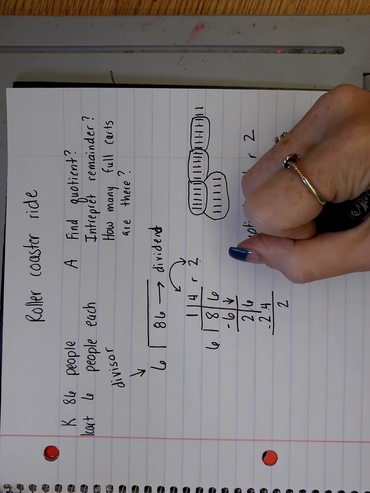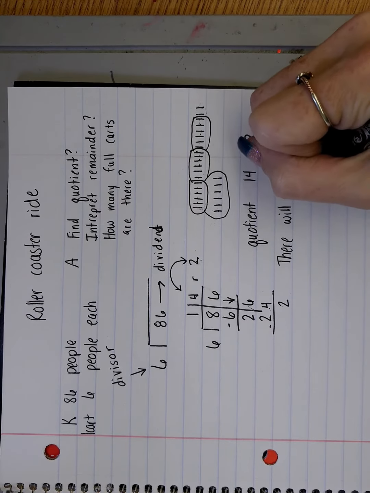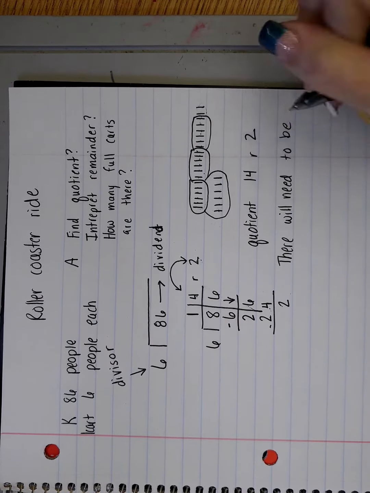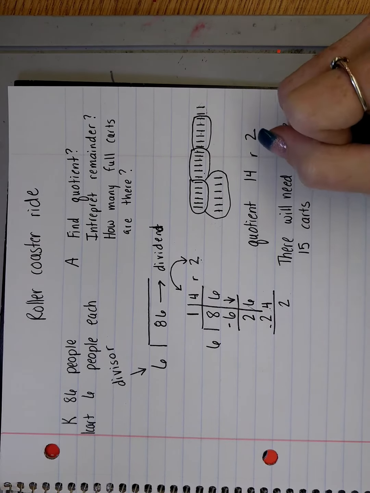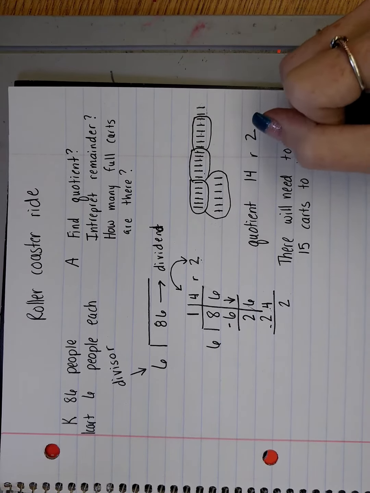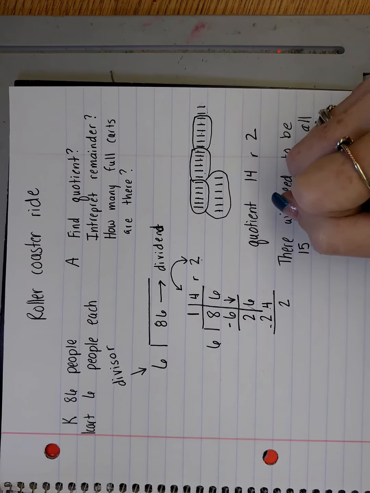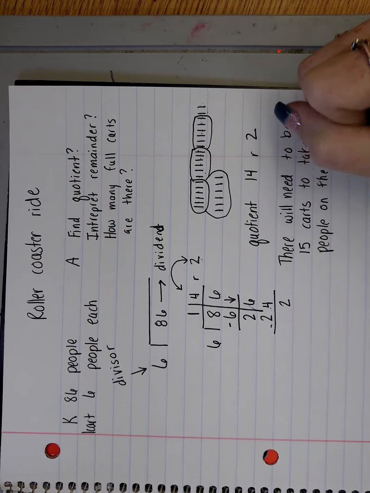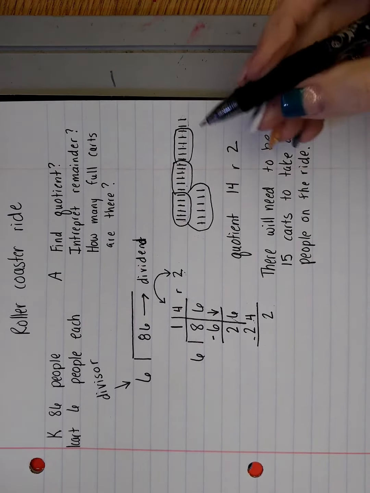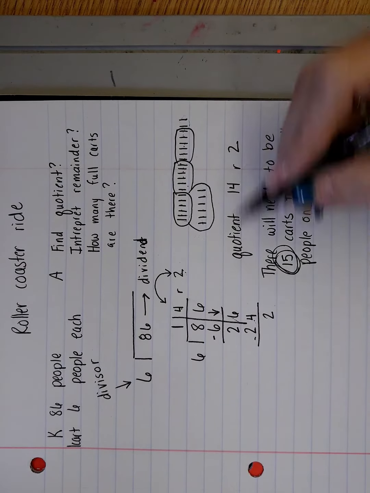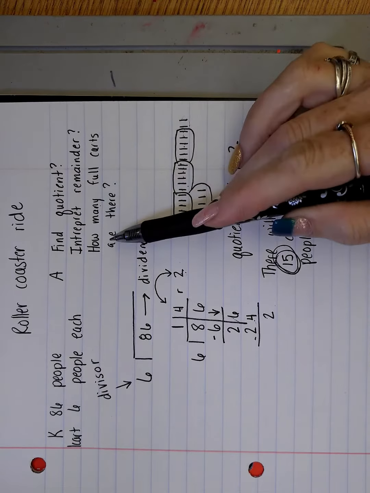So there will need to be 15 carts to take all people on the ride. That's what interpreting the remainder is, telling me I need this many carts in order to accommodate all these people. And then the last part is, how many full carts are there?